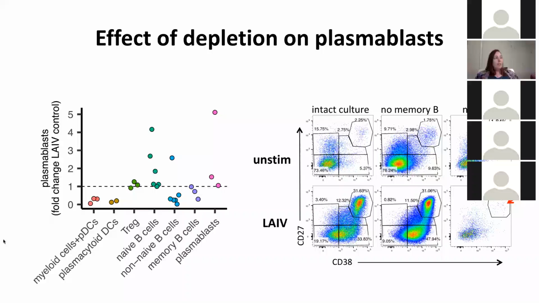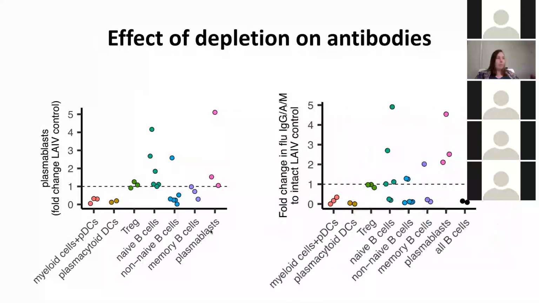So for instance, when we depleted the myeloid cell population, which presumably has some monocytes and some classical dendritic cells, as well as depleting the plasmacytoid DCs. So basically trying to get rid of any antigen-presenting cells. We see that the plasmablast potential of those cultures declines substantially, almost to the point where there are no plasmablasts being produced compared to the wild-type control cultures. You can see the representative flow staining here for that. This also corresponded to a substantial decline in flu-specific antibody production compared to the wild-type control cultures as well.